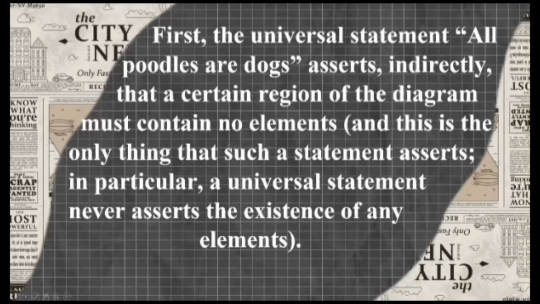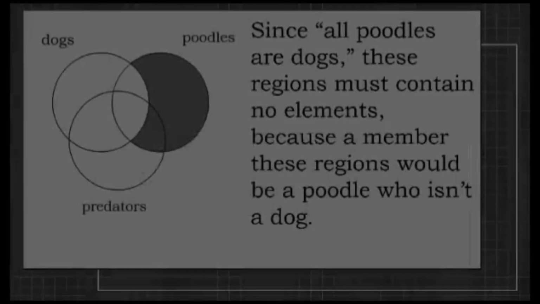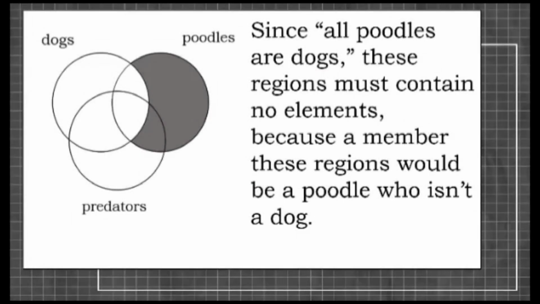So when we say universal statement, it is a mathematical statement that's supposed to be true about all members of a set. So here is an example of the diagram. Since all paddles are dogs, this region must contain no elements, because this region would be a paddle who is not a dog. One of those early logics dissertations I remember was: all paddles are dogs, but not all dogs are paddles.